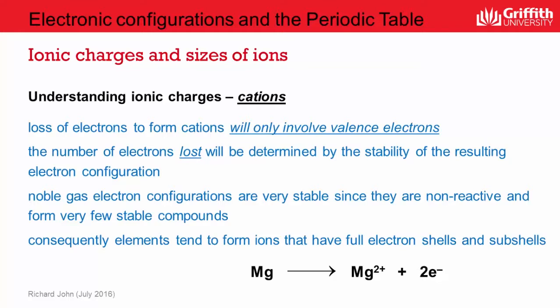So for example, magnesium will lose 2 electrons because by losing 2 electrons it goes from an electron configuration that has the neon core and the 2 3s valence electrons to just the neon core, which we know is a stable electron configuration.